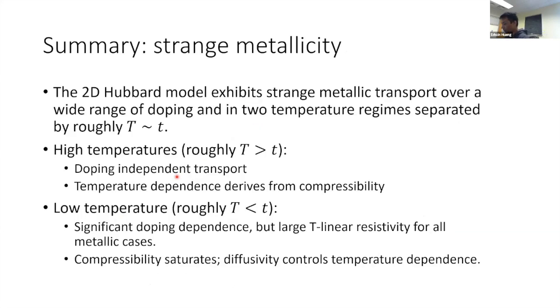Okay, to quickly summarize, before I move on to the second part of my talk: we see strange metallic transport over a wide range of doping and in two temperature regimes that are separated roughly at order hopping. In a high temperature regime, things are doping independent, and the temperature dependence of the resistivity derives from the compressibility. In the low temperature regime, we get significant doping dependence, but large T-linear resistivity for all metallic cases. And the diffusion constant is what controls the temperature dependence.